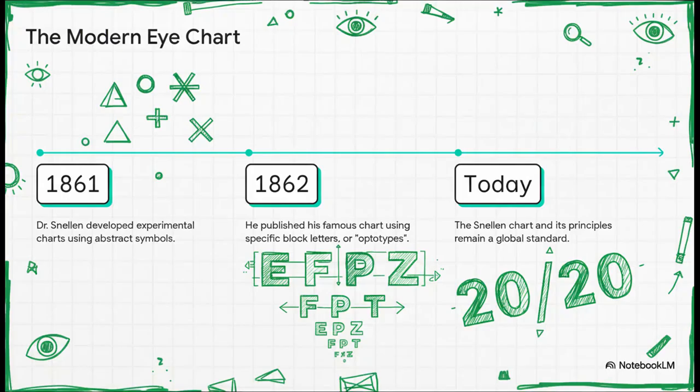Now just stop and think about that for a second. In just 1 year, Dr. Snellen went from messing around with abstract symbols to creating the fundamental design that we still rely on, over 160 years later. He wasn't the first person to make an eye chart, not by a long shot, but he was the first to standardize it. And that right there was the key. It made all the difference.